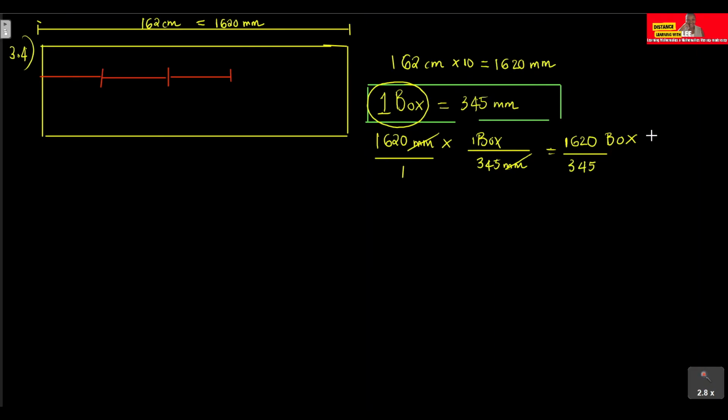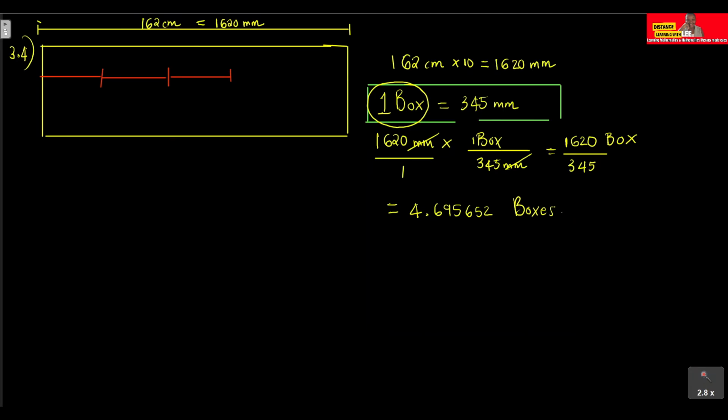If you punch it into your calculator, you will get 4.69562 boxes. That's the total number of boxes you will be able to fit into this bookshelf. However, guys, we want to be able to fit in a full box. We don't want to be fitting in cut-out boxes, so you want to fit in a full box.